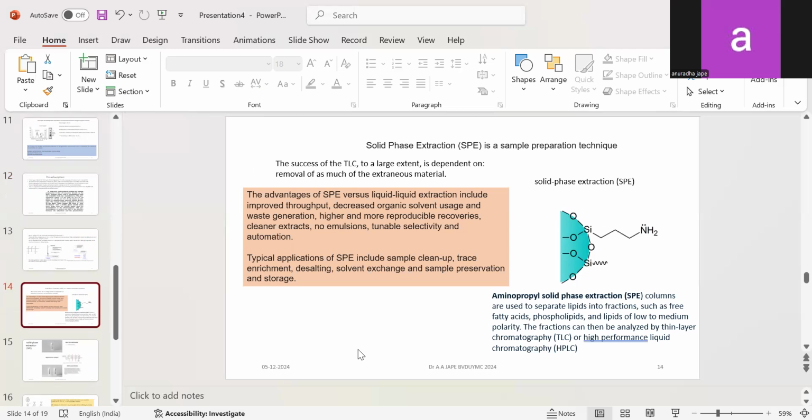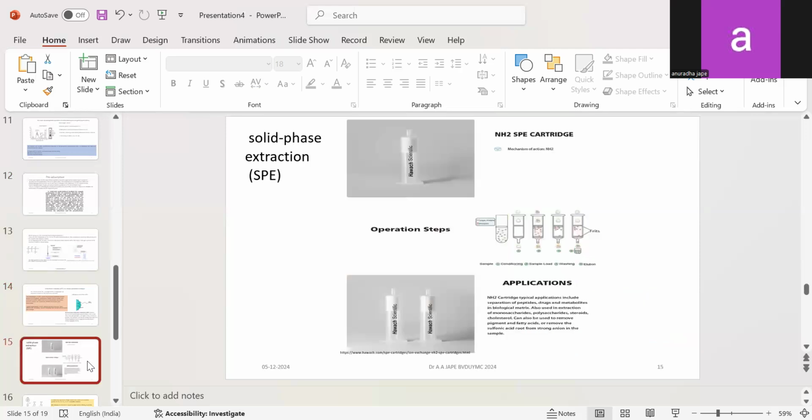So they will retain most of the unwanted materials, or in simple words, it can clean the extract, and the desired sample can be further taken for TLC. So these SPE columns look like this. You have selective columns, in the sense they are derivatized and can be applied for selective purposes, and then can be used for concentrating the desired extract, and then you are going to take it ahead.